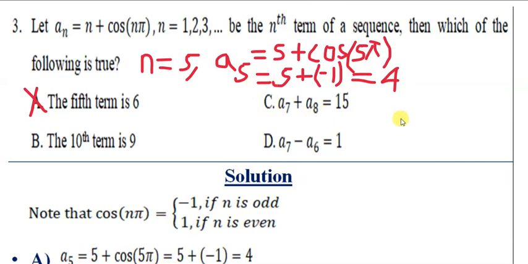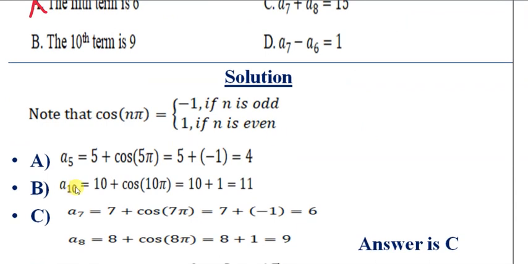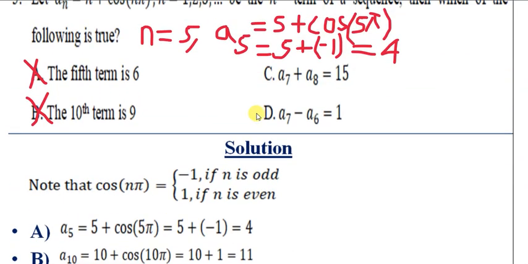Similarly, the 10th term I have already done here. When our n is equal to 10, a10 is equal to 10 plus cosine 10 pi. 10 is an even number, cos 10 pi gives us 1. And therefore 10 plus 1 gives us 11. It is not 9 as indicated here. Therefore, this is also wrong. Our probability of getting the answer now becomes exactly 50%.